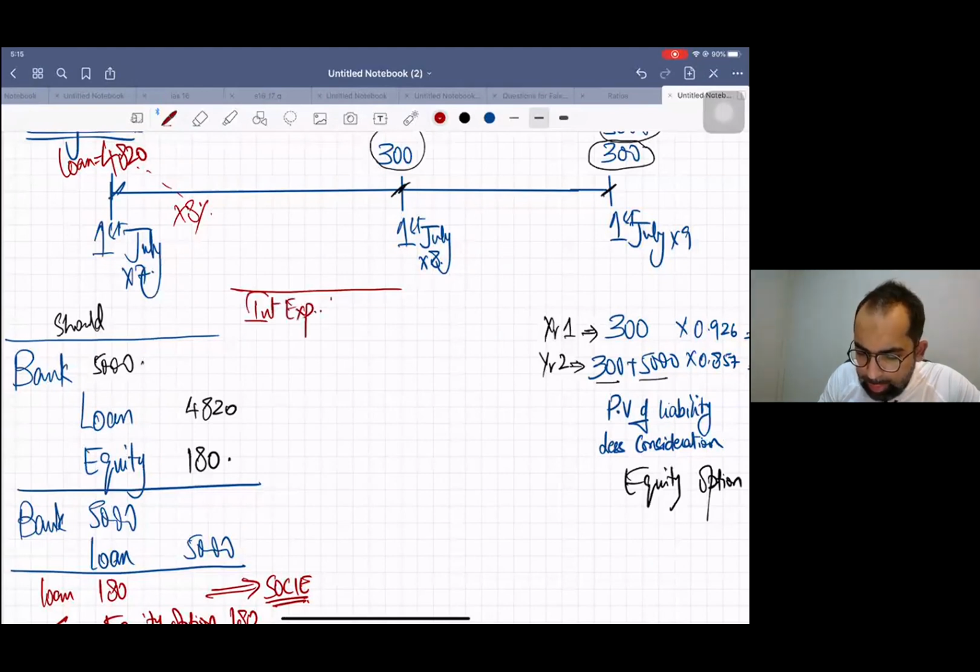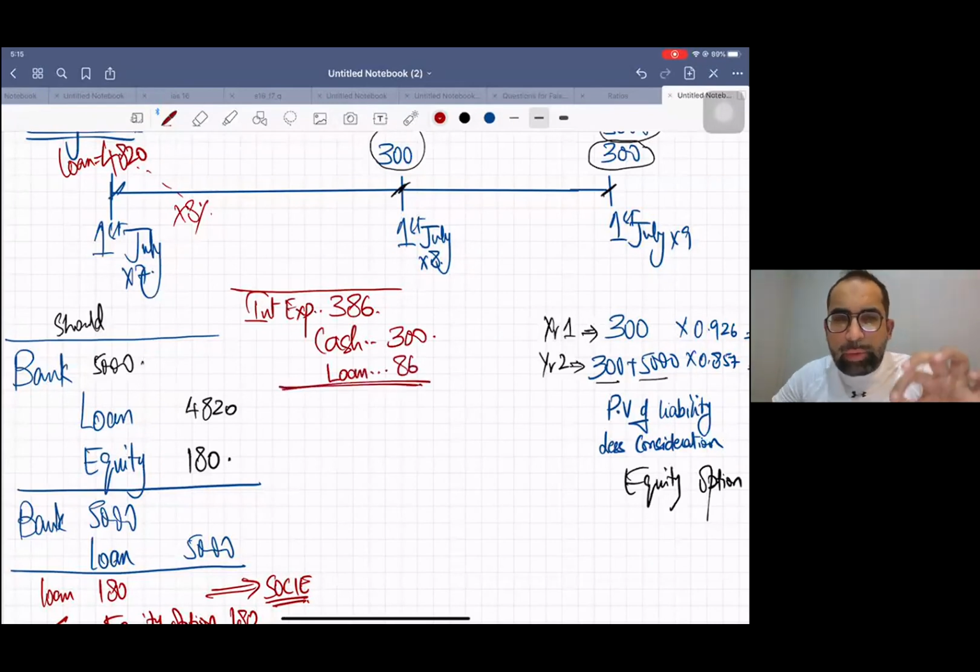It's 386. I'm just rounding off. Interest expense debit 386. What is the physical interest out of this? We have to pay 300 every year, and the extra loan amount of 86 will be added to the loan.